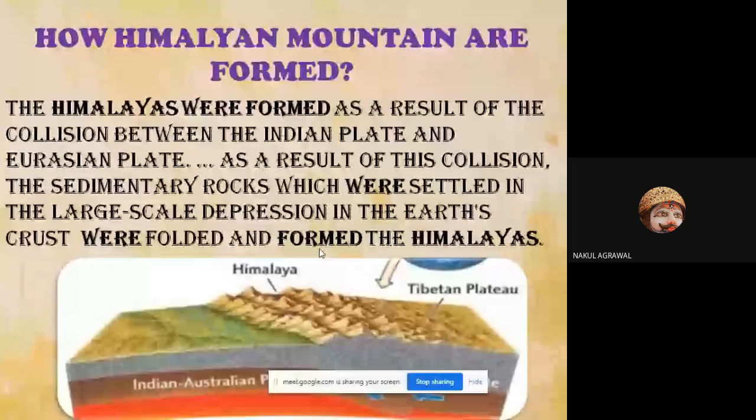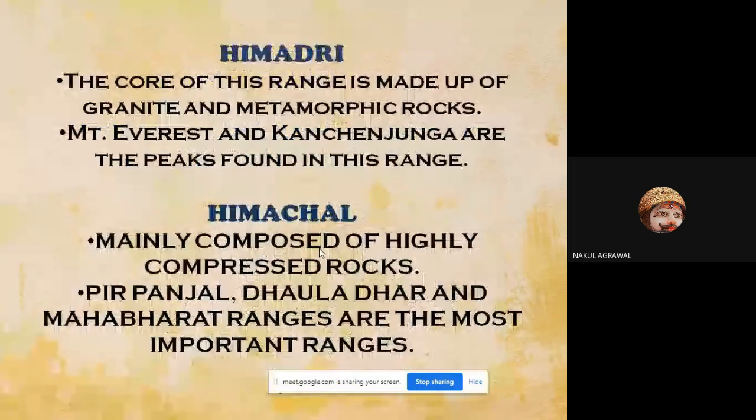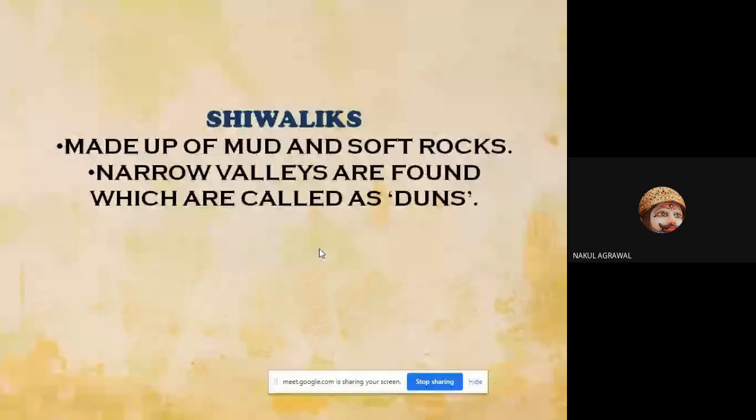Ranges of mountain. The three major ranges of the Himalayas are Greater Himalaya, Himadri; Middle Himalayas, Himachal; and Outer Himalayas, Shivalik. Himadri: the core of this range is made of granite and metamorphic rocks. Mount Everest and Kanchenjunga are the peaks found in this range. Himachal is mainly composed of highly compressed rocks. Pir Panjal, Dhauladhar and Mahabharat range are the most important ranges. Shivalik is made up of mud and soft rocks. Narrow valleys are found which are called duns.